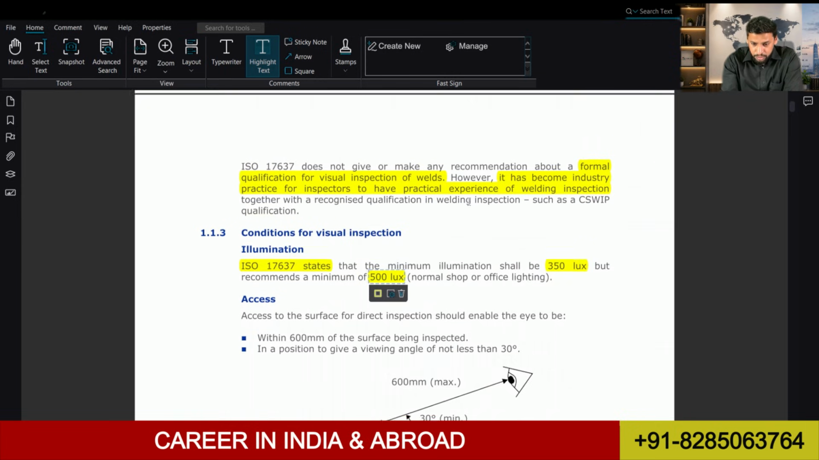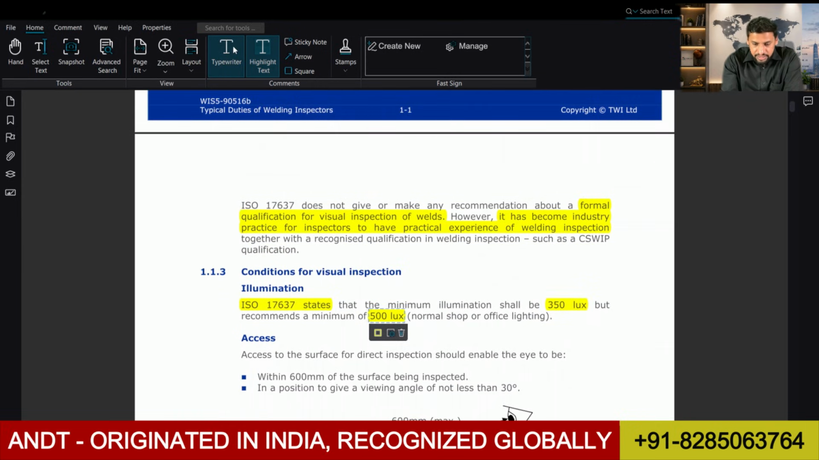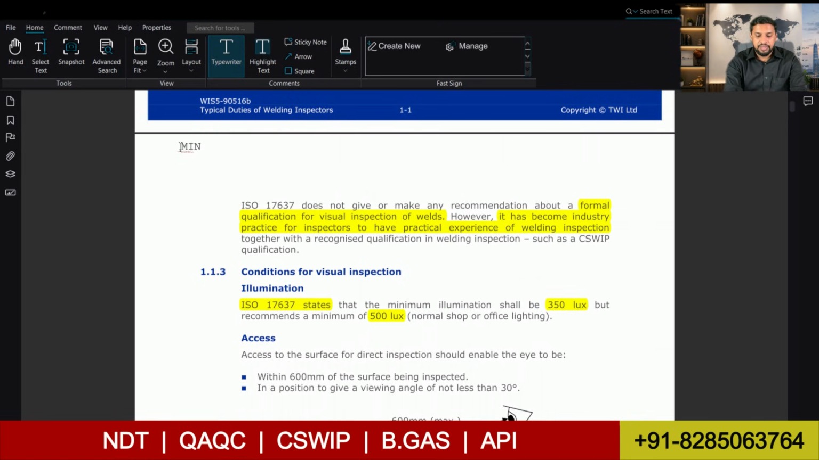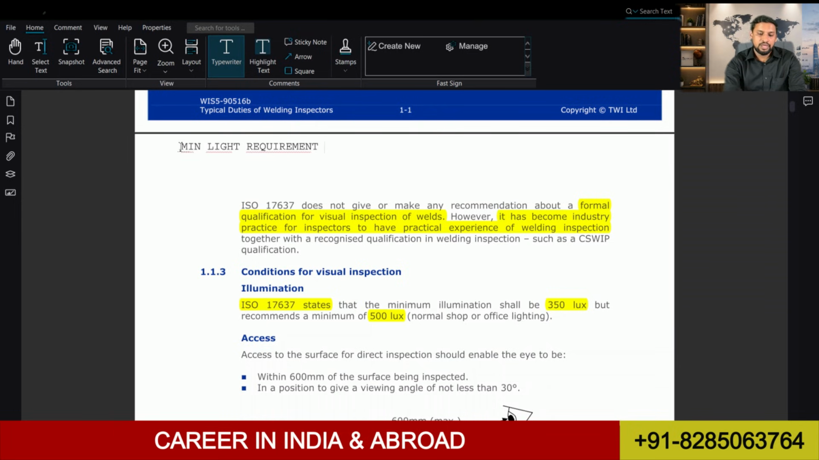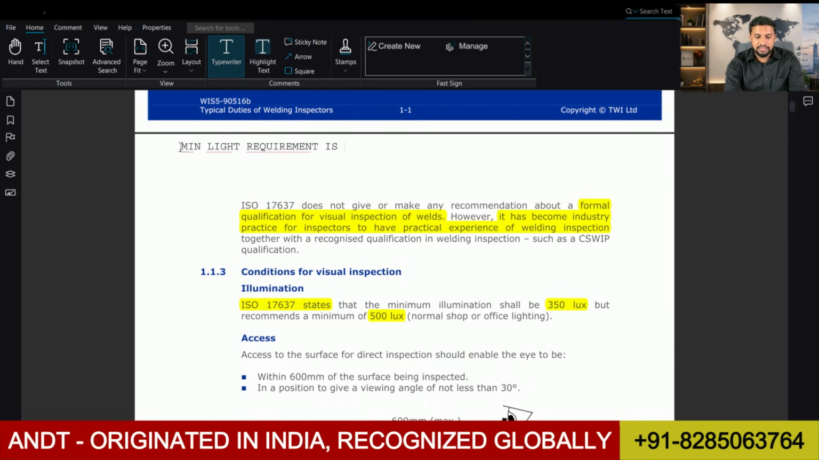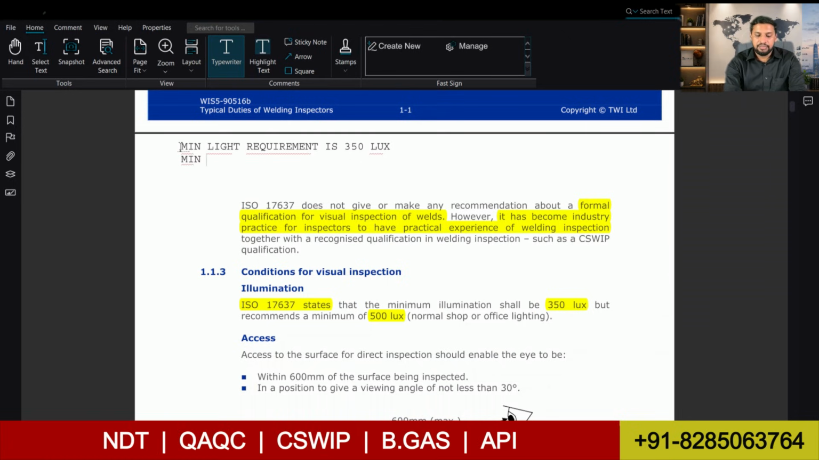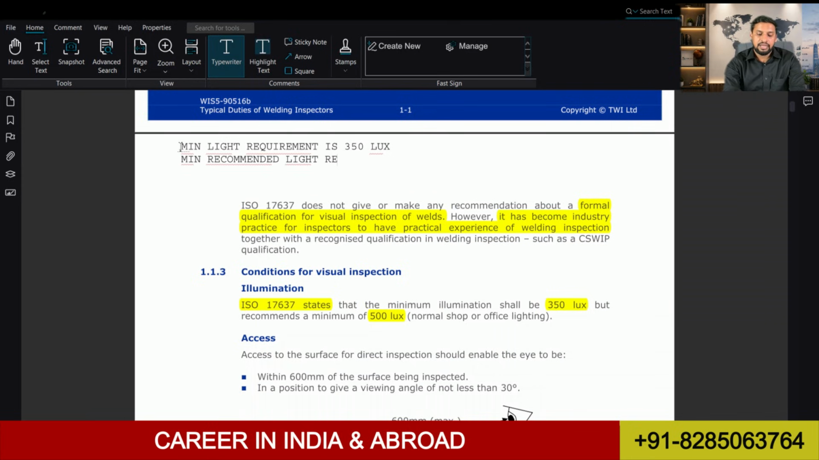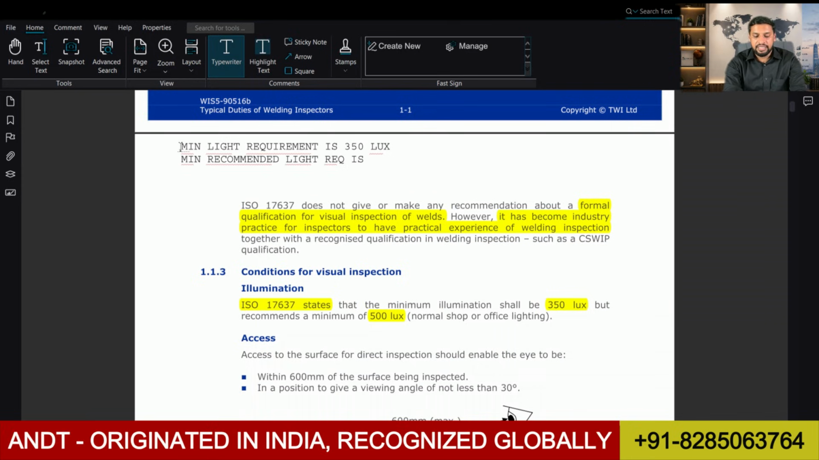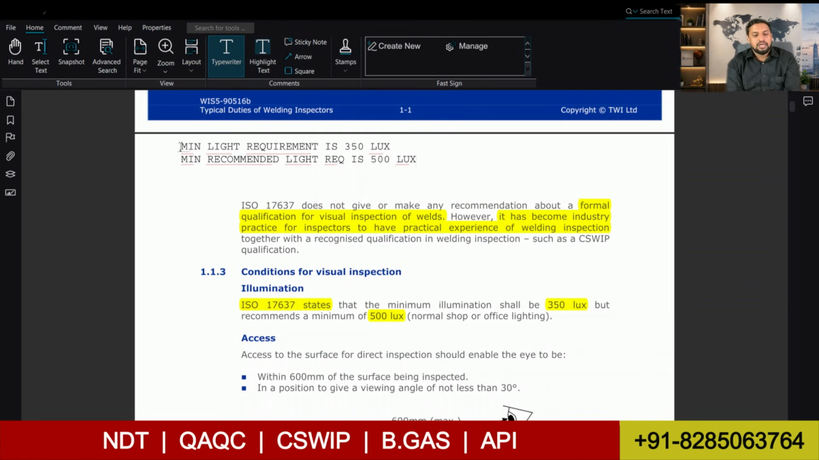So I'll note it down so that you can understand in proper way. Minimum light requirement is 350 lux and minimum recommended light requirement is 500 lux. Now see what is the difference.